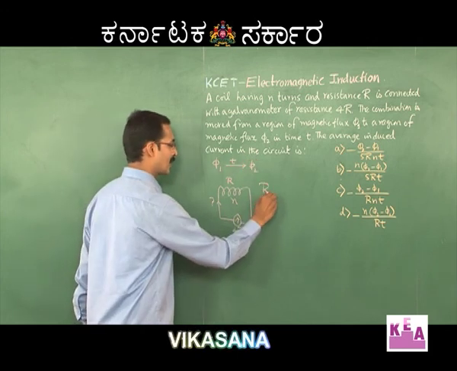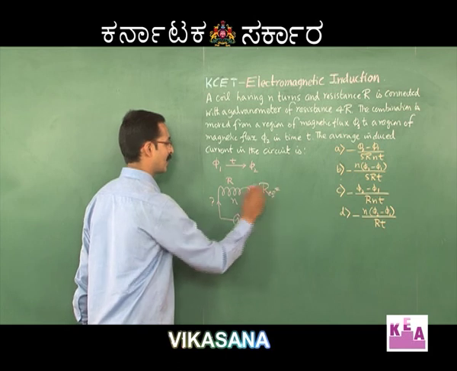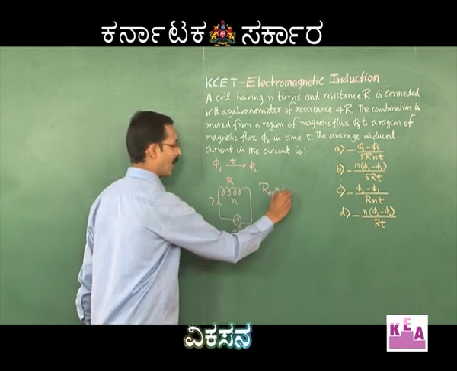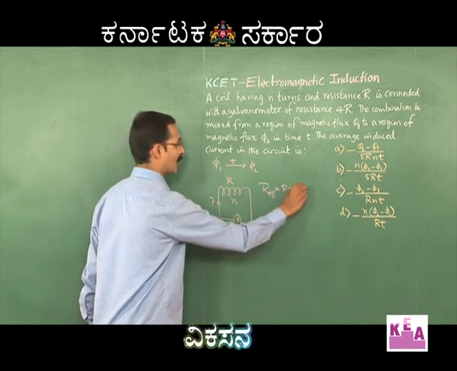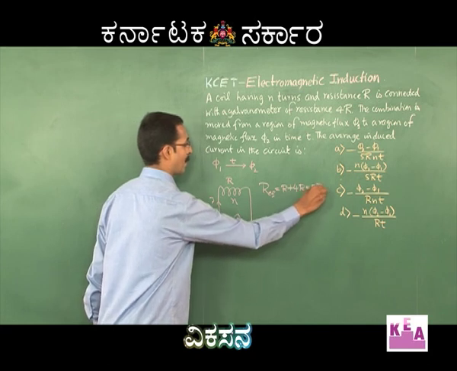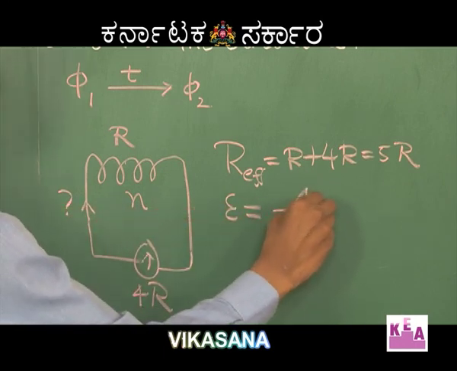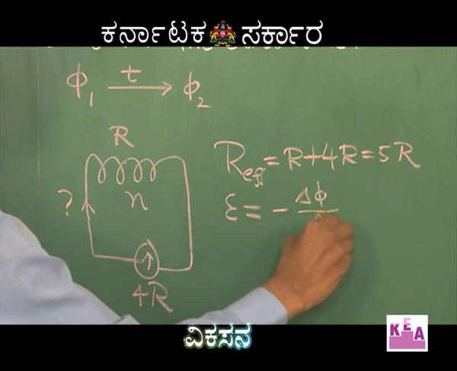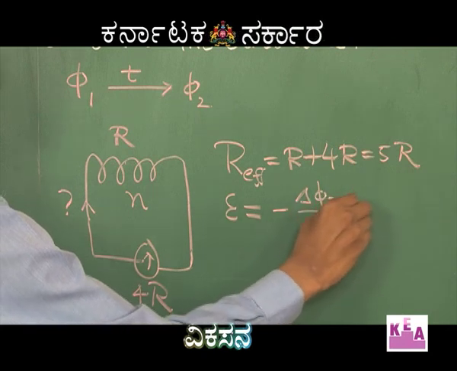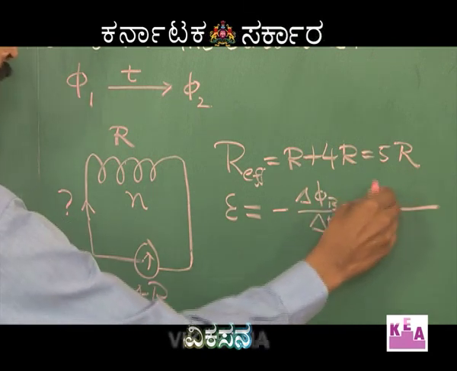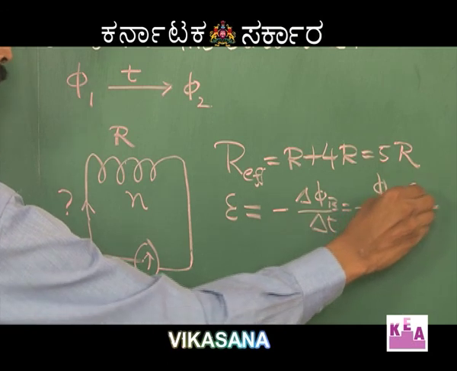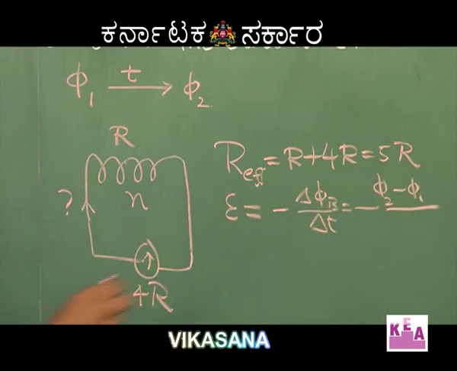The total resistance of the circuit, the effective resistance of the circuit, is, as these two are in series, R plus 4R, which is equal to 5R. And the EMF induced is equal to minus change in magnetic flux divided by time taken, which is equal to minus magnetic flux finally, phi2, minus magnetic flux initially, phi1, divided by time taken, t.